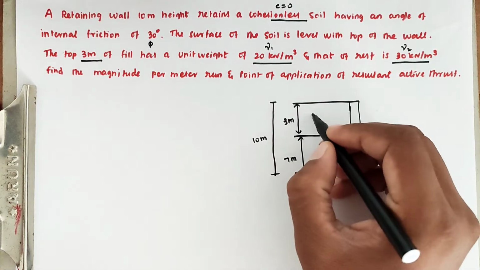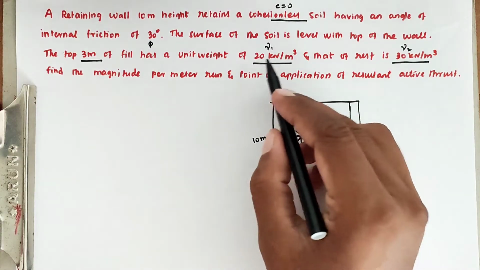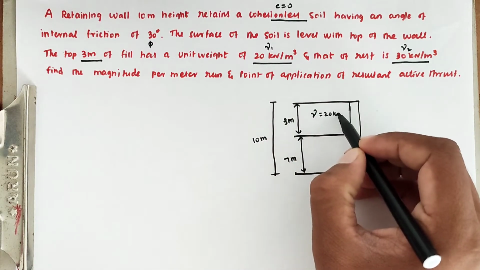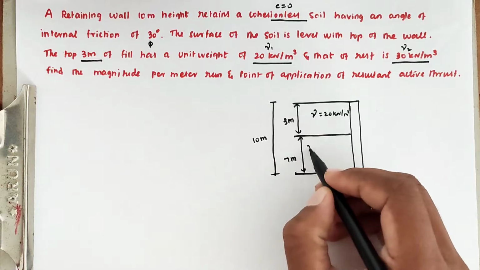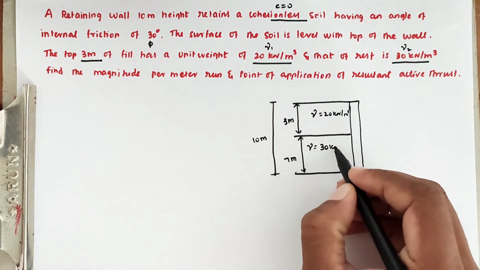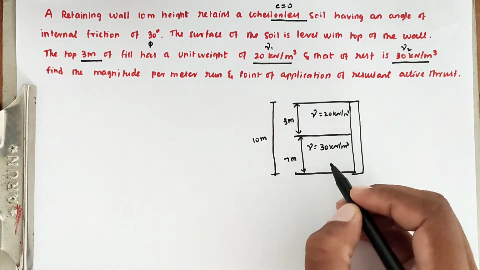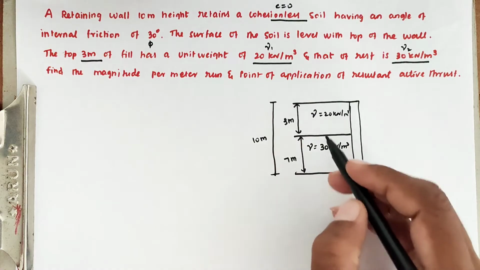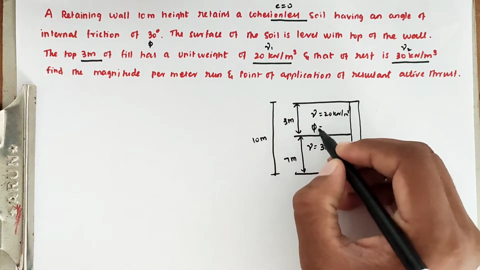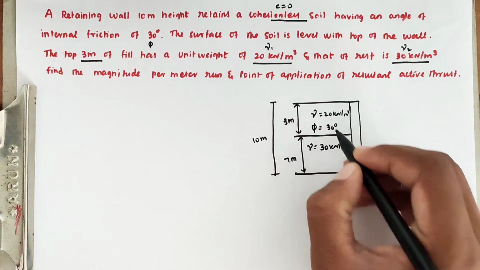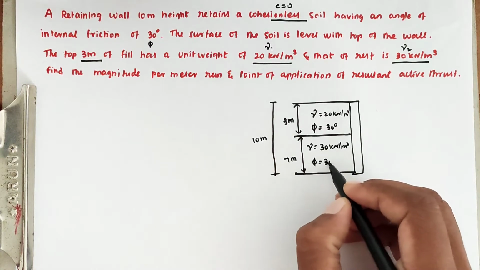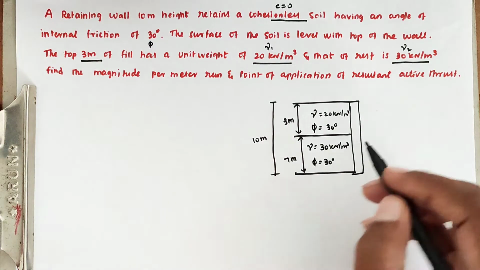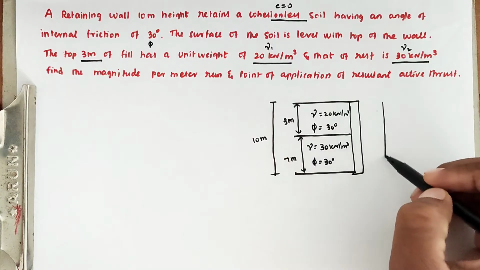So now here the gamma value is 20 kilonewton per meter cube, and here the gamma value is 30 kilonewton per meter cube. So there are two layers over here, and in both cases phi equal to 30 degrees. Now we can draw the diagram.